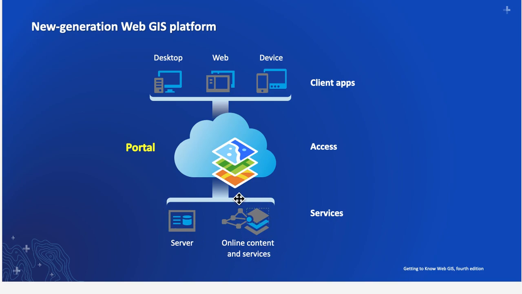And we can see at the back end of the portal, this is powered by two components. We have a server and online content and services. GIS servers allow you to create content, and an example of online content is ArcGIS Living Atlas of the World. And on the client side, users can search, discover, and use the layers, maps, and apps on desktops and web browsers as well as mobile devices, anytime, anywhere.